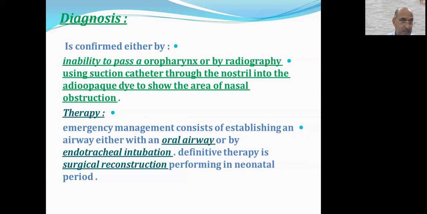Therapy: if we have a case of choanal atresia, of course, we have an emergency case. We should ensure the airway by using an oral airway or even by endotracheal intubation. Of course, the definitive therapy is surgical reconstruction.